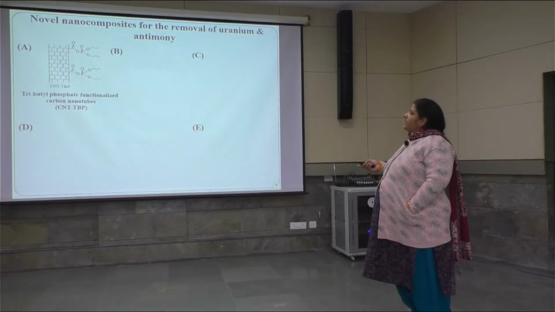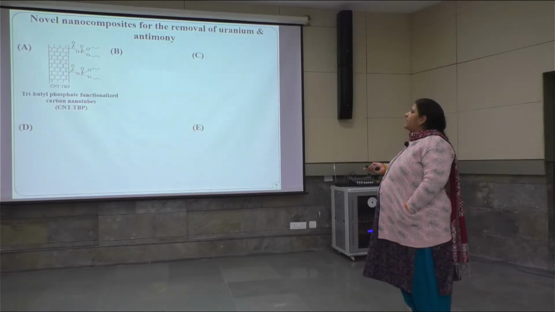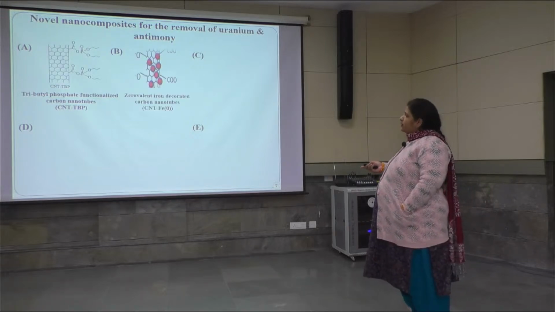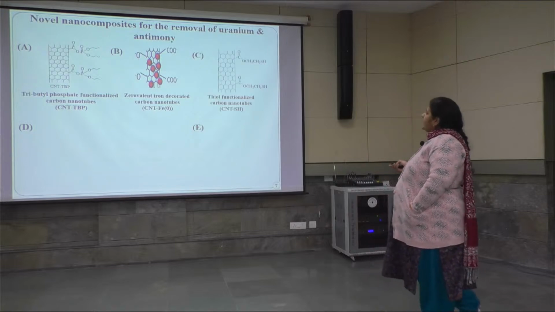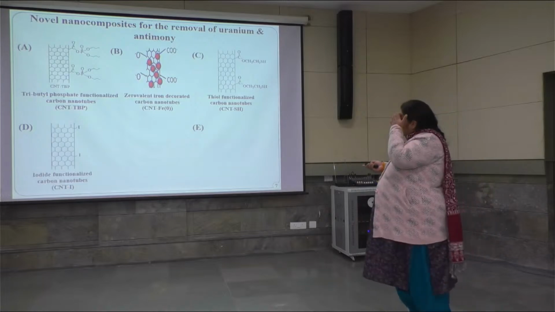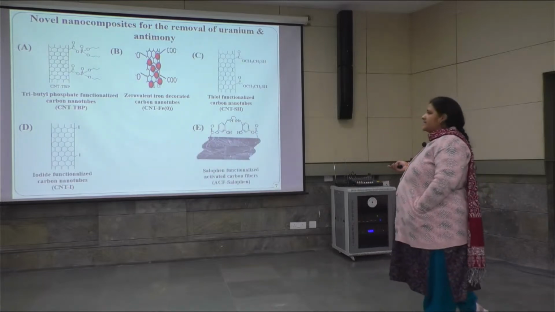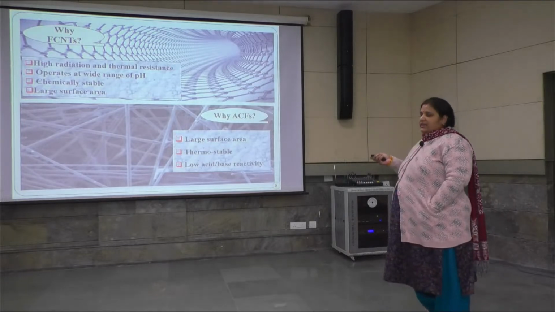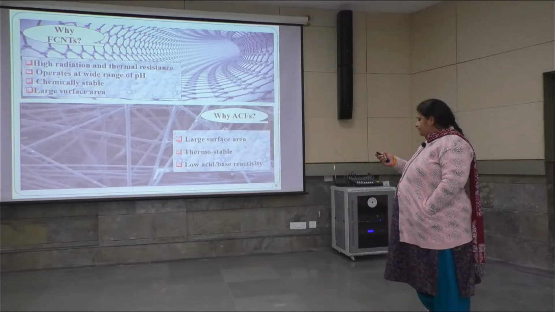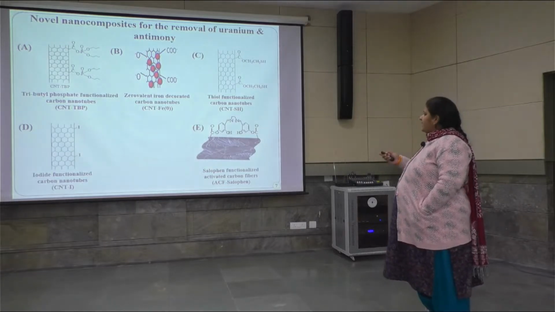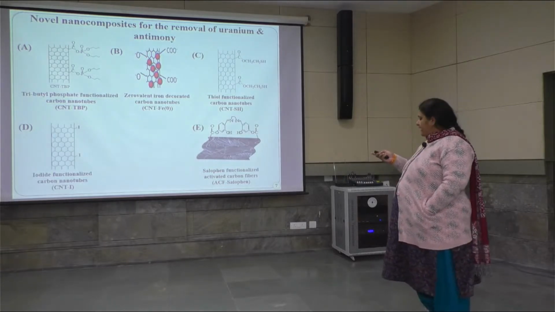So I developed 5 types of advanced nanomaterials. First one is tributyl phosphate functionalized carbon nanotube. Second one is zero valent iron decorated carbon nanotube. Third one is thio-functionalized carbon nanotube. Fourth one is iodide functionalized carbon nanotube, and the last one is cellophane functionalized activated carbon fibers. So basically, the matrix of all these materials is carbon nanotube and activated carbon fiber.